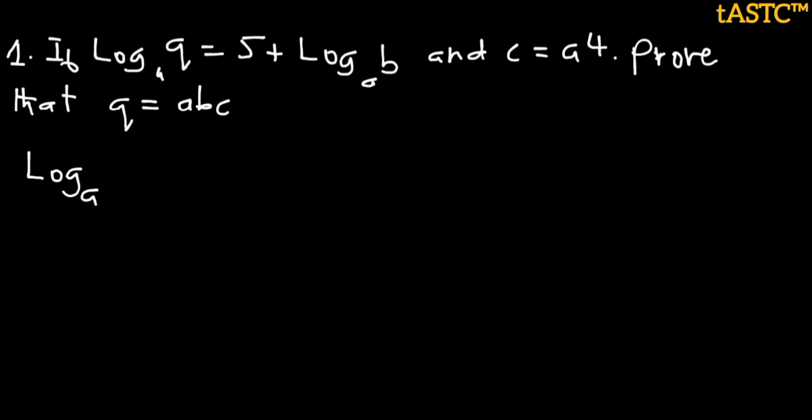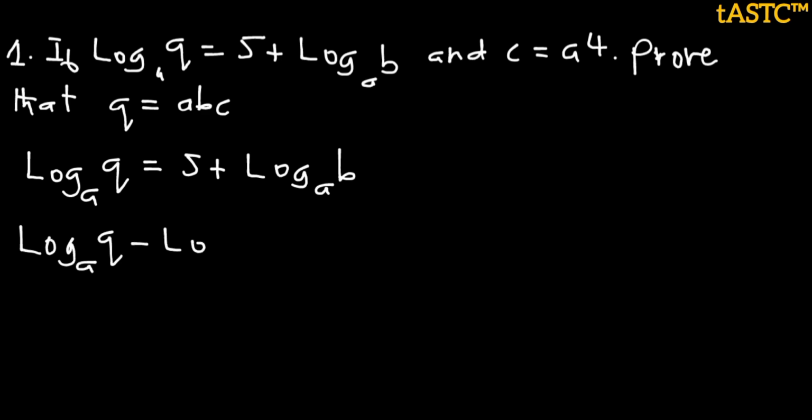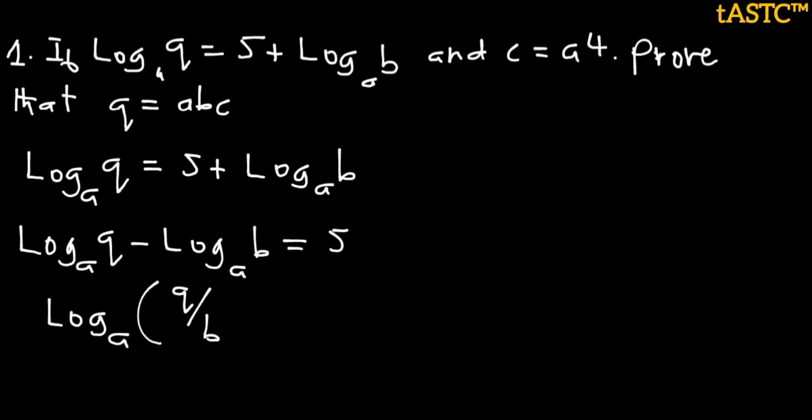So that will be log to the base a of q, and here we're going to have 5 plus log to the base a of ab. So I'm just going to take this to the other side. We're going to have log to the base a of q minus log to the base a of ab, and that is equal to 5. Now we can express this as a single logarithm from the laws of logarithm. This is going to be q divided by b. This is equal to 5.